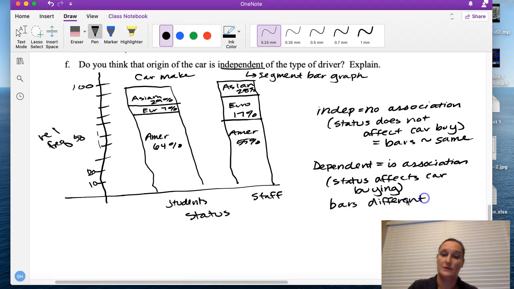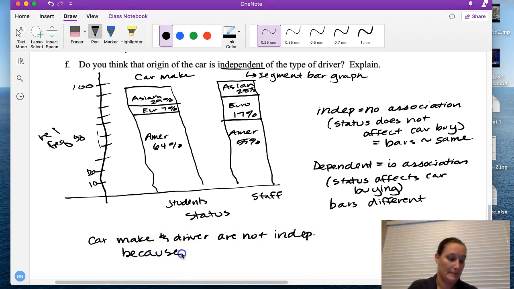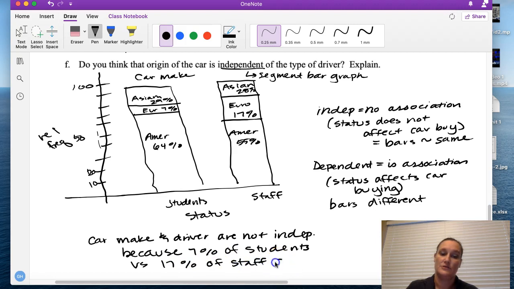All right, so when you explain, you want to say car make and driver are not independent. I'm sorry this video is going a little bit long. Because you need to give evidence from the graph. So 7% of students versus 17% of staff drive European.